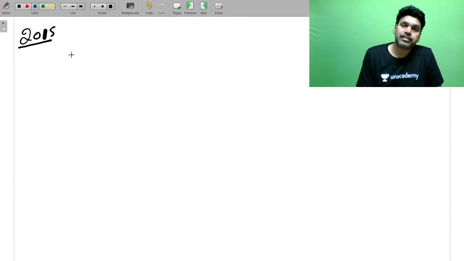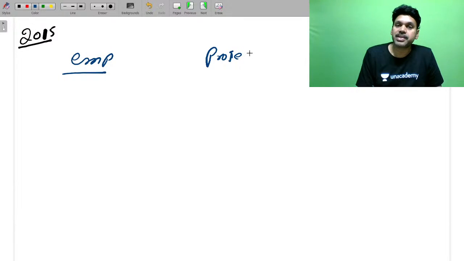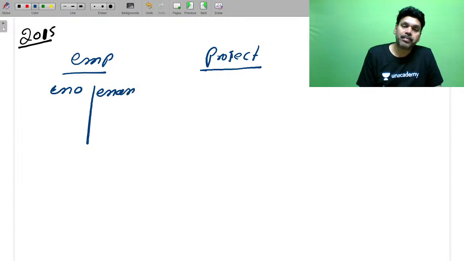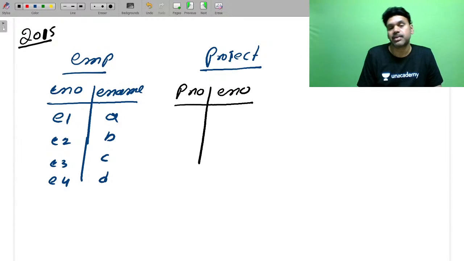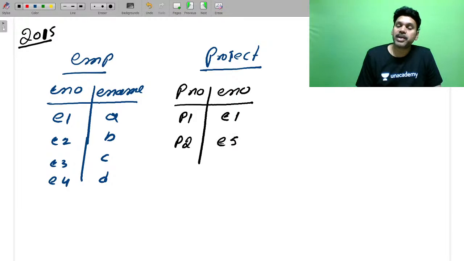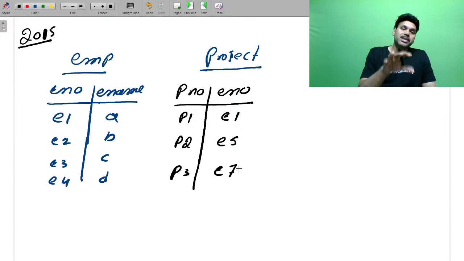I say there is an employee instance with a project instance. So employee number by name ename. There are a few guys, E1, E2, E3 and E4. A, B, C, D are their names, and project number assigned to some employee numbers. So project 1 is given to employee 1, project 2 is given to employee 5, project 3 is assigned to employee 7. So assume that the data is given like this.